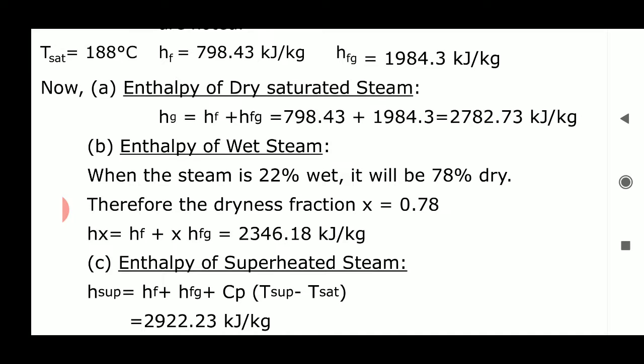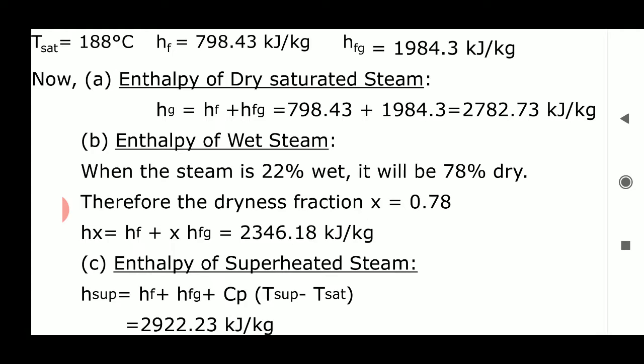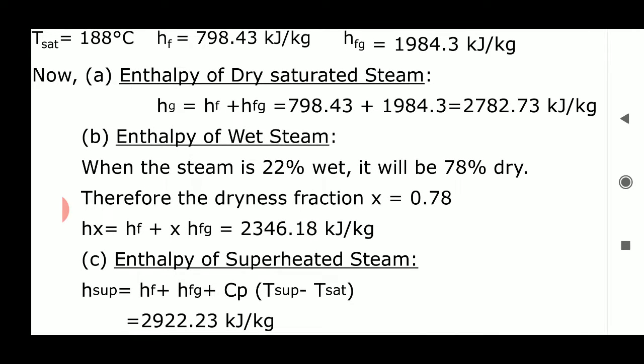Under the same pressure, we have taken already the HF and HFG here, and x is 0.78. If you substitute this HF, x and HFG, we get 2346.18 kilojoules per kg. Sorry, this is the enthalpy of the wet steam. So dry steam is 2782 and wet steam is 2346. That means in wet steam there is still a liquid, so that's why its enthalpy is less. When it is dry saturated, its enthalpy is more. That means the heat content is more.